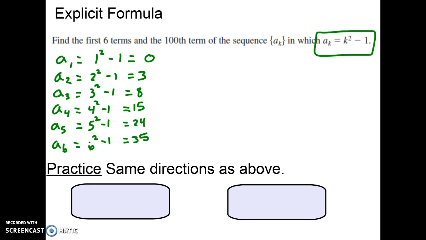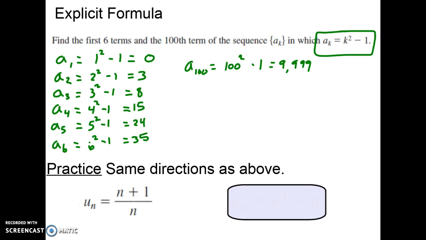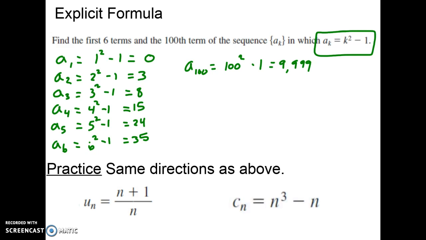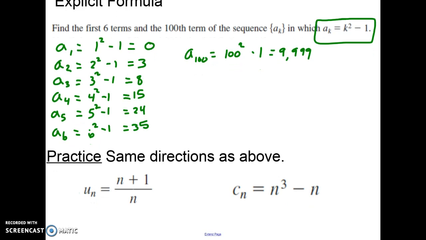And then it says find the 100th term. When we use the explicit formula, that's pretty easy because we're just finding a of 100. We plug 100 in. 100 squared would be 10,000, and minus 1, that's 9,999. Okay, so explicit formula, just like a lot of the equations that you've used in the past, we're just plugging it in. All right, and I would like you to do that for those 2 down there. So if you could pause the video, do those same directions, find the first 6 terms, and then find the 100th term. Pause the video and complete that on your own.